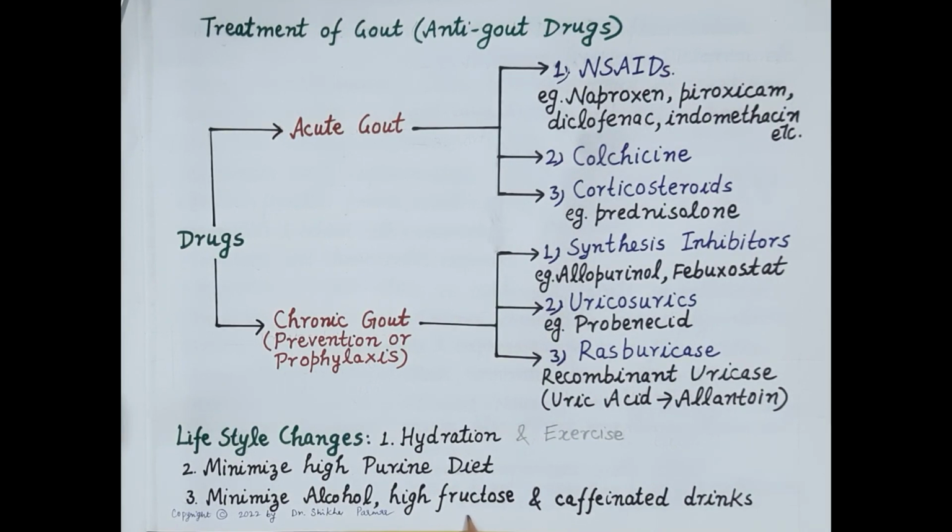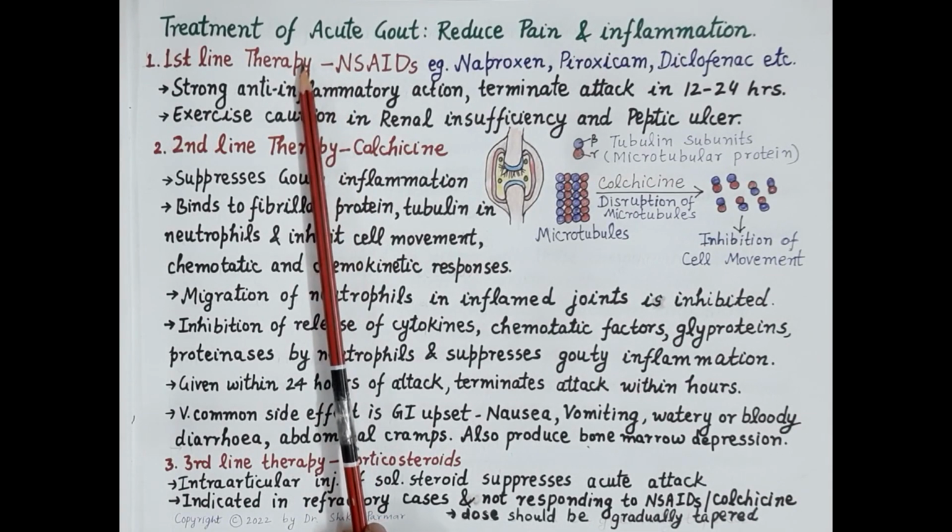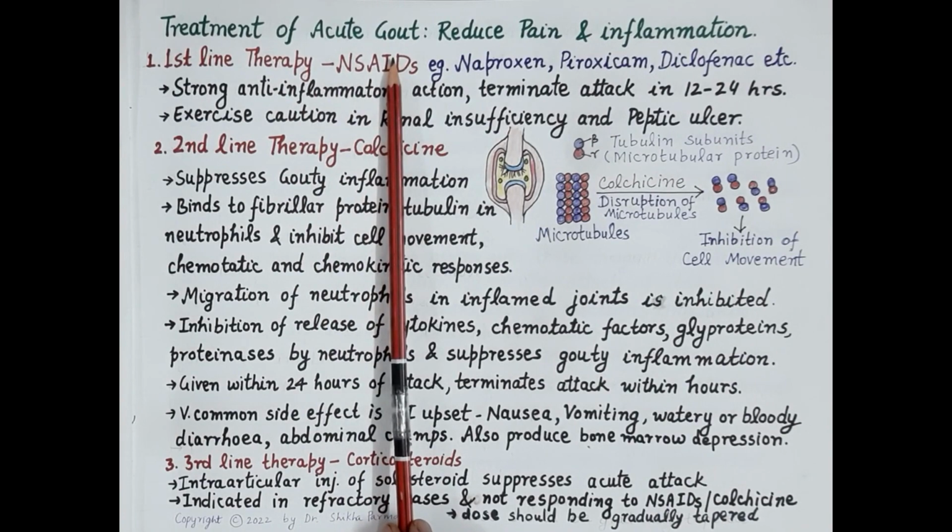acid in the blood. So these are the drugs that are used for the treatment of gout, and these are certain lifestyle changes that can reduce the risk of developing gout. Now let's discuss pharmacology of these drugs in detail one by one. Now let's first discuss treatment of acute gout.